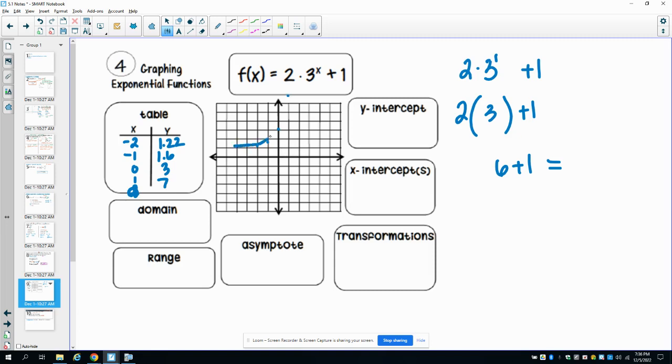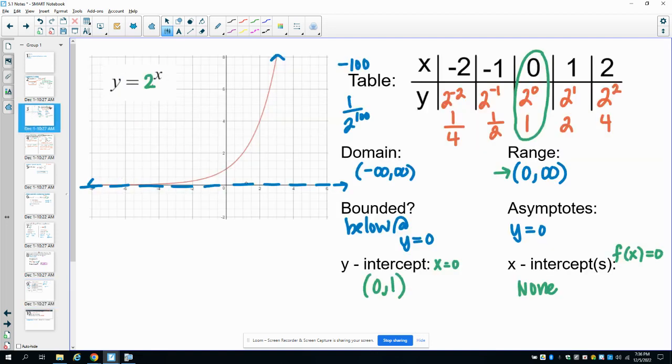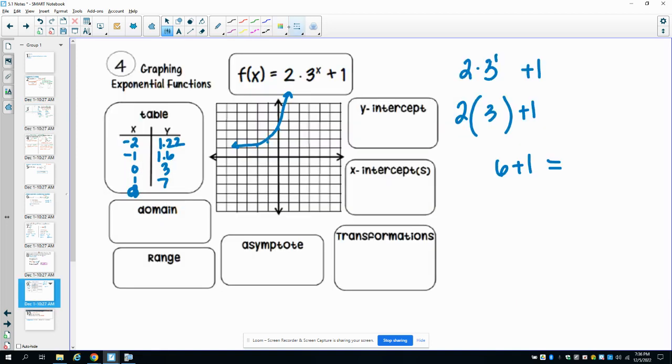And then you can kind of see that it's looking like this. If you remember our original problem that we looked at, we had this horizontal asymptote at y equals 0. Well, in this one, we have this plus 1 on the outside here. So this shifted everything up. So now our horizontal asymptote is at y equals 1 instead of y equals 0. Then we have that y-intercept, where we plugged 0 in for x, so our y-intercept is at (0, 3).